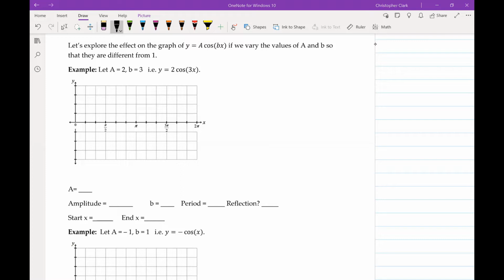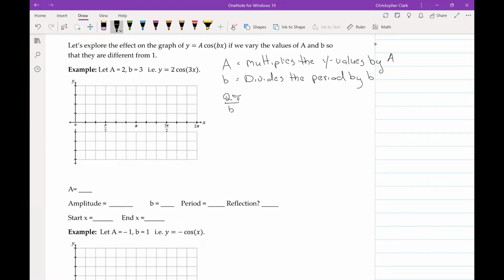So finishing up where we left off in class, I want to review what A and B does. A just multiplies the Y values by A. Now B divides the period by B. Now we know that a normal period is 2 pi, but we're going to divide it by B to get the new period.